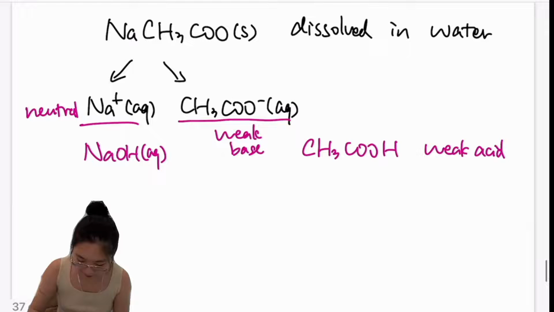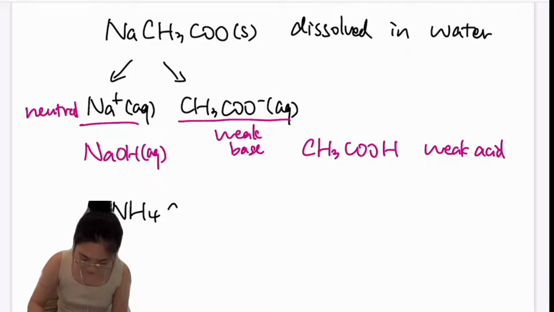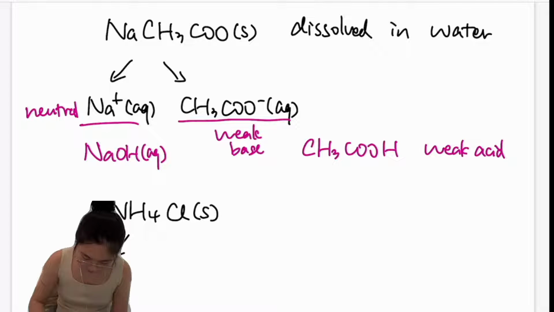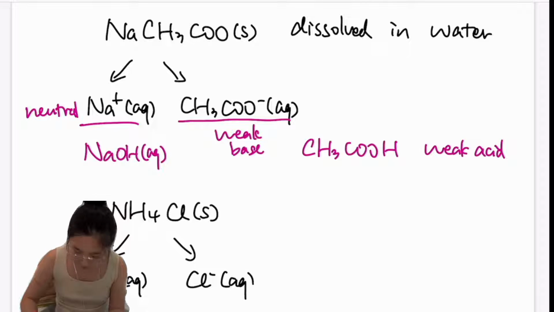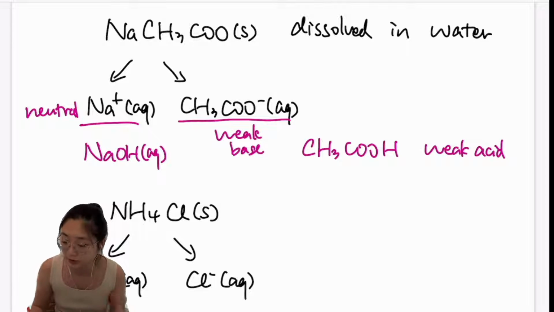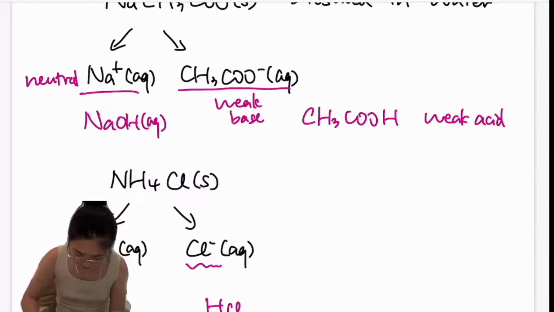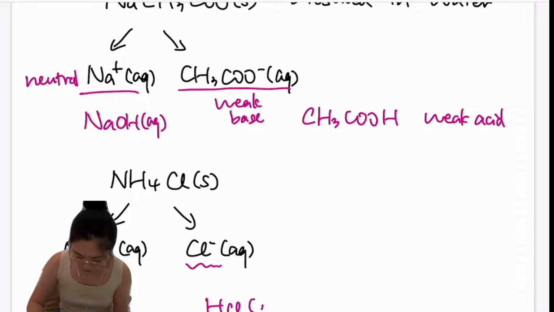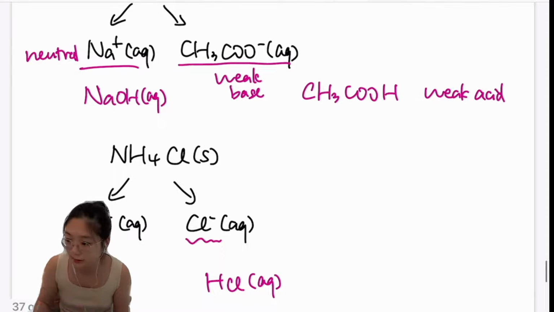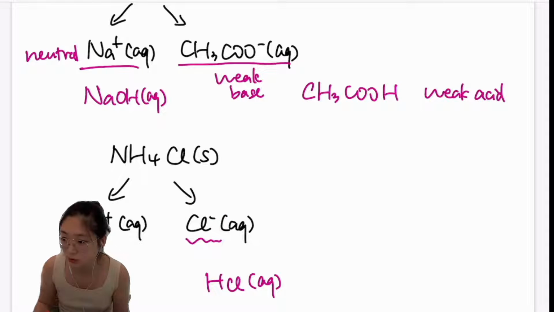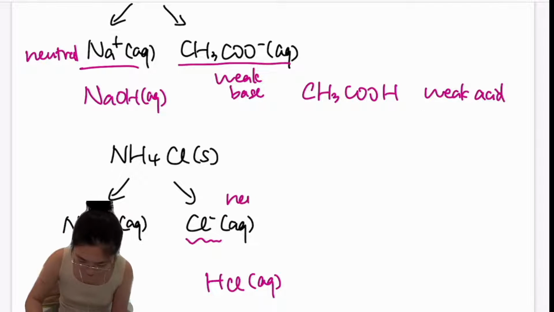Or let's say for another example, I have ammonium chloride. Again, it's dissolved in water. It dissociates into ammonium cation and the chloride anion. The chloride looks pretty familiar. Where does it come from? It comes from hydrochloric acid. So chloride ion forms when the strong acid, hydrochloric acid, completely dissociates, which means chloride has nothing to do with acid-base reaction. It's the neutral part.